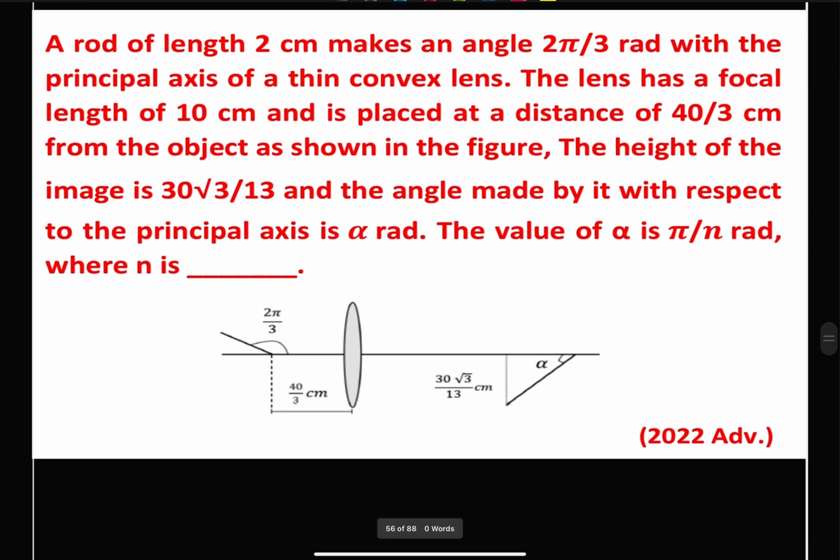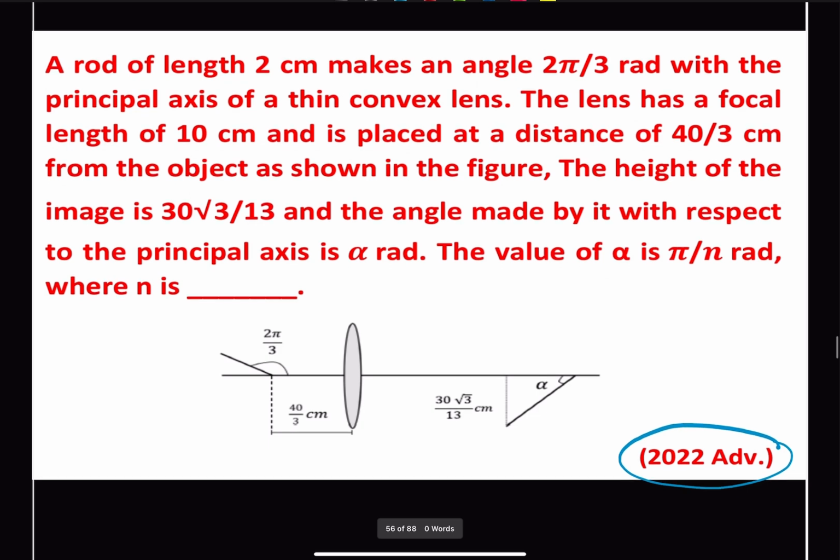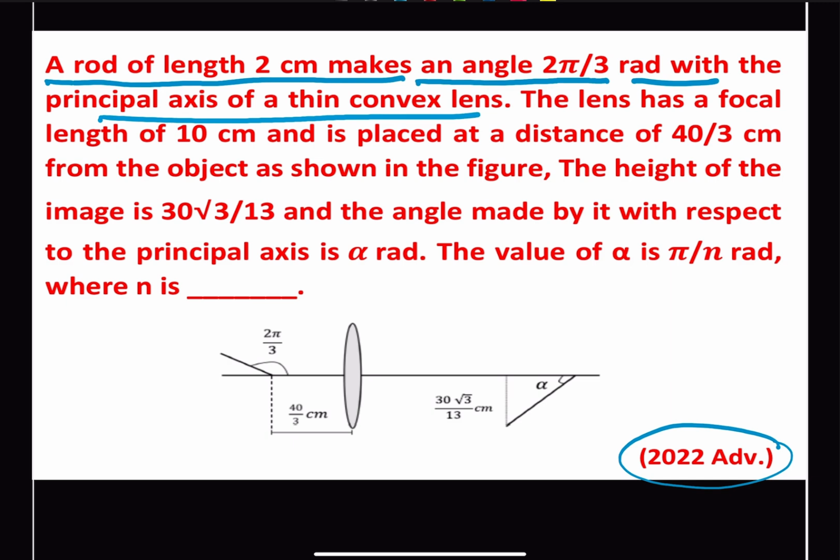Okay, so these are now advanced questions. The ones we dealt with previously were only, you can say, mains questions. So this is 2022 advanced. The first question states that a rod of length 2 centimeters makes an angle of 2 pi by 3 radian with the principal axis of a thin convex lens. The lens has a focal length of 10 centimeter and is placed at a distance of 40 by 3 centimeter from the object, as shown in the figure.